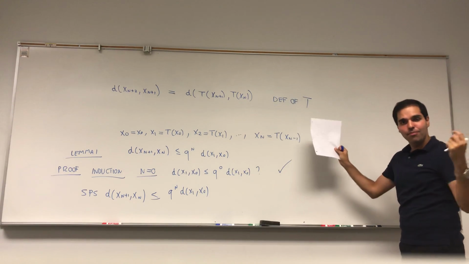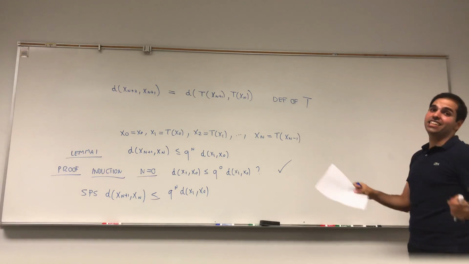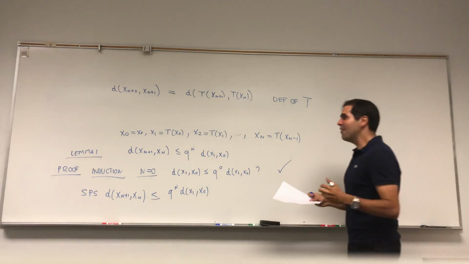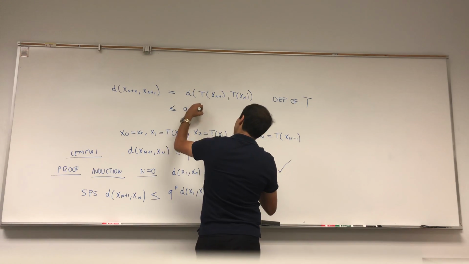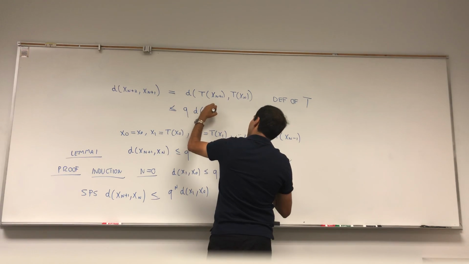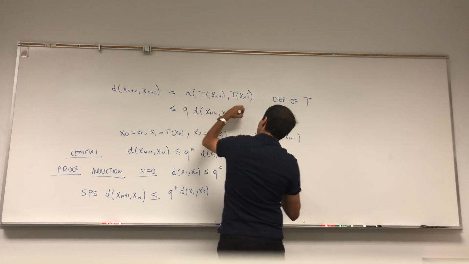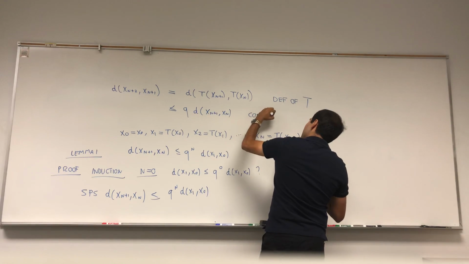But that's great, because we have the distance of T of two points. So now we can use the fact that T is a contraction. So this is less than or equal to q times d(x_{n+1}, x_n). That's by contraction.